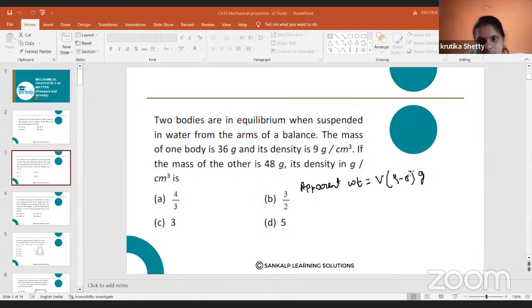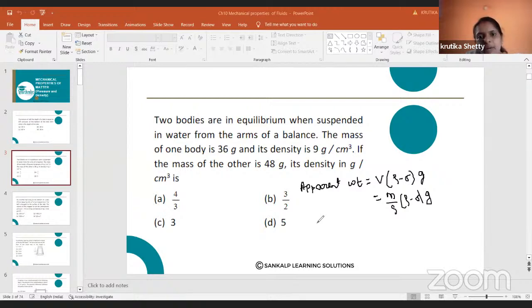So V is volume here. In the question they have given density. So in terms of density, V can be written as mass upon density, into bracket rho minus sigma into G. Right? So now you can substitute the values. Here rho is the density. So for two bodies, it is given that they are in equilibrium.